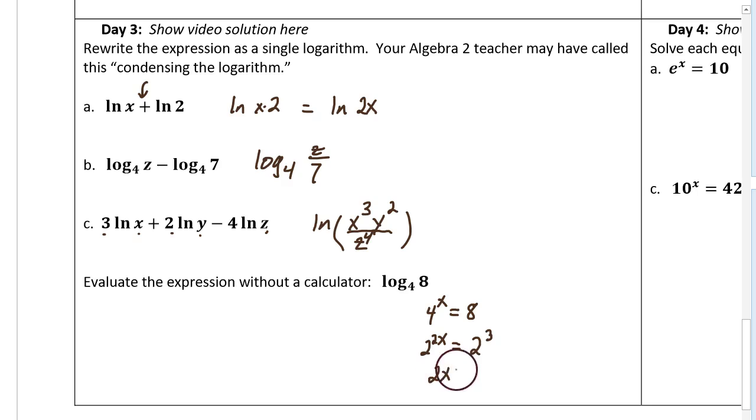That is, that the 2x has got to be equal to the 3. Now we can solve that equation and get x equals 3/2. So in the original problem, when we wanted to find the base 4 log of 8, it was 4 to the 3/2 power that makes 8.